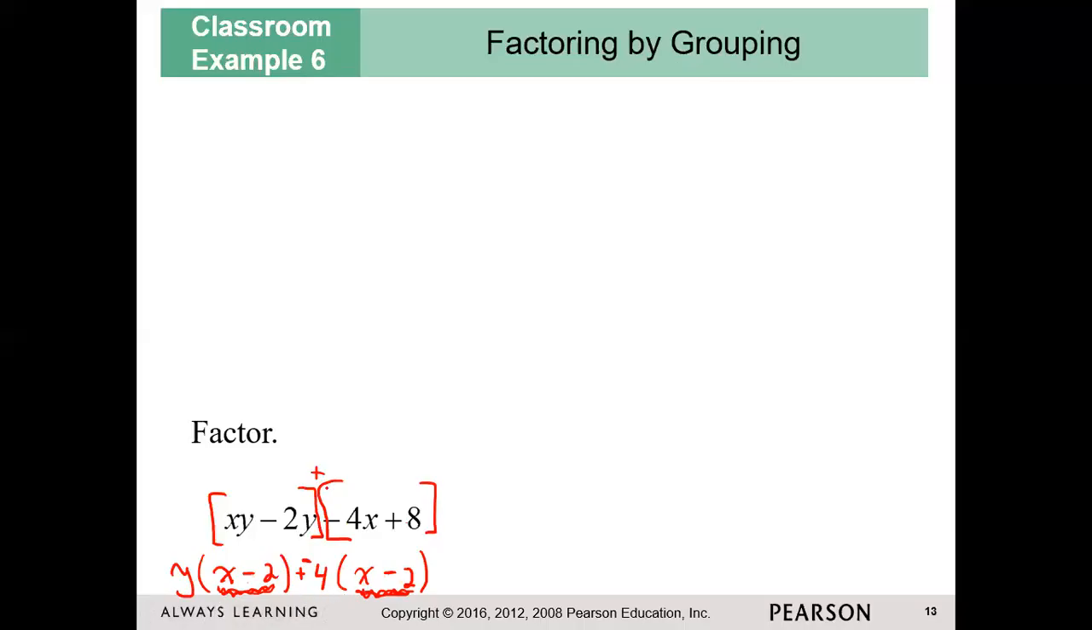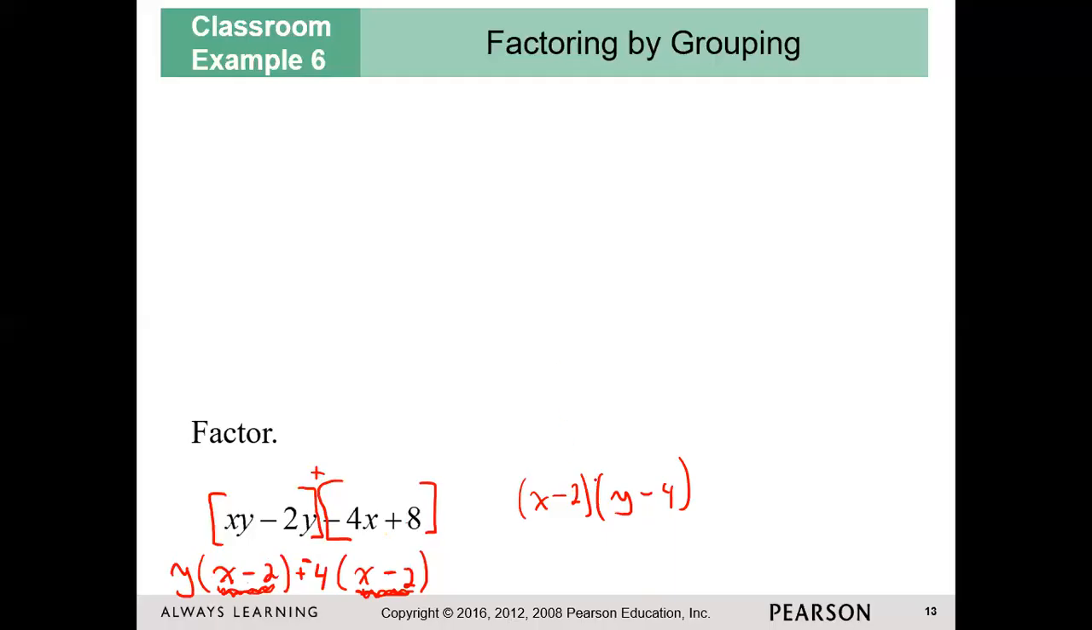Okay, so we're pretty much done with this problem now because we have our GCF. It's going to be x minus 2, and then our leftovers will be whatever we factored out originally, which is a y and a negative 4. So this is now completely factored.